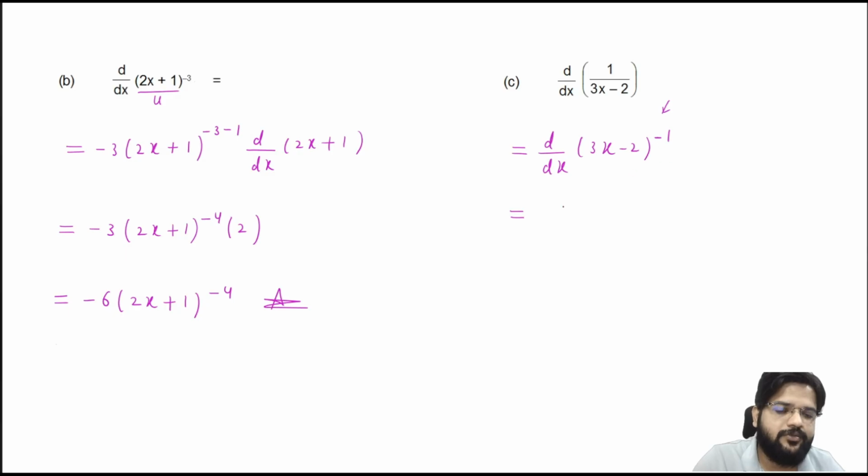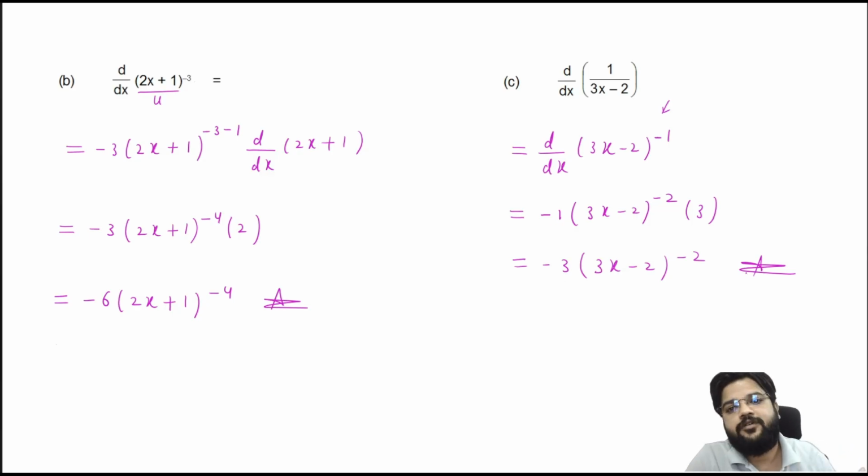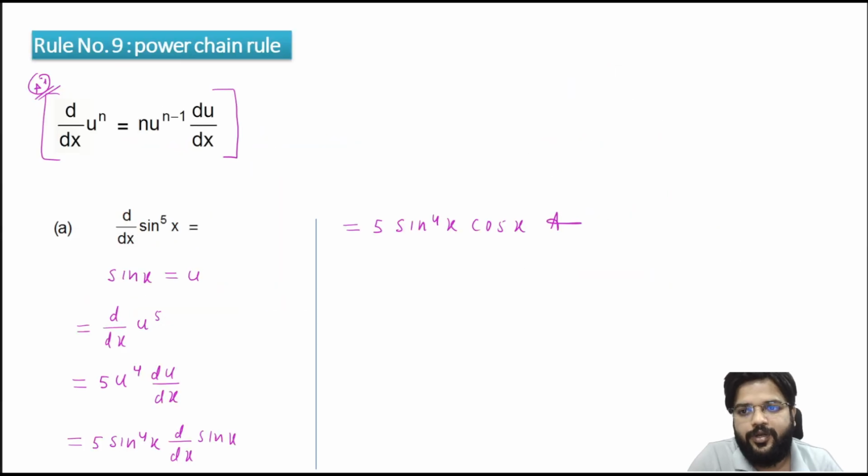First of all, we will differentiate the power, everyone. So it is minus 1, (3x minus 2), minus 1 minus 1, which is minus 2, and then differentiate 3x minus 2. Correct? 3 is a constant. The differentiation of x with respect to x is 1, so it is 3, and the differentiation of 2 is 0. So the differentiation of 3x minus 2 is just 3. Finally we have minus 3, (3x minus 2) power minus 2. This is the final answer. So when a function has some power and we want to differentiate, then we will apply the power chain rule. Note down, everyone.